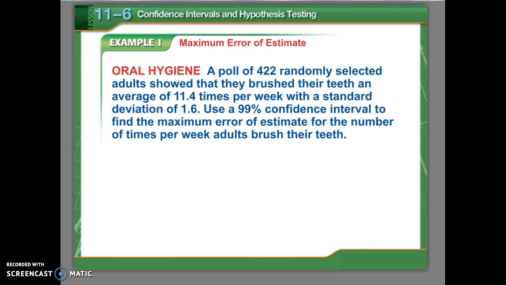So our first example is on oral hygiene. It says a poll of 422 randomly selected adults showed that they brushed their teeth an average of 11.4 times per week with a standard deviation of 1.6. Use a 99% confidence interval to find the maximum error of estimate for the number of times per week adults brush their teeth.